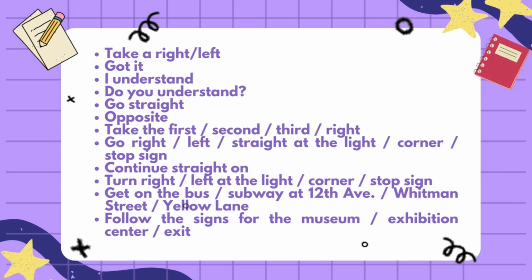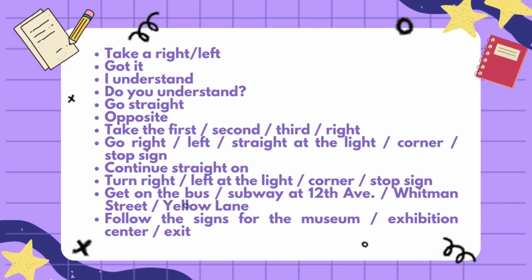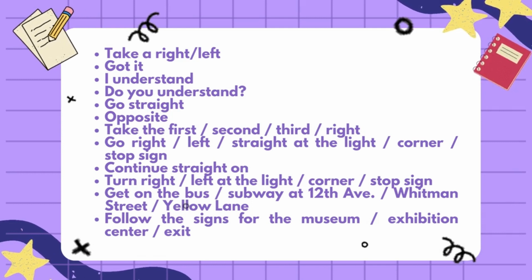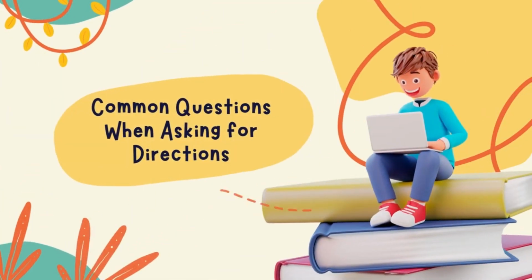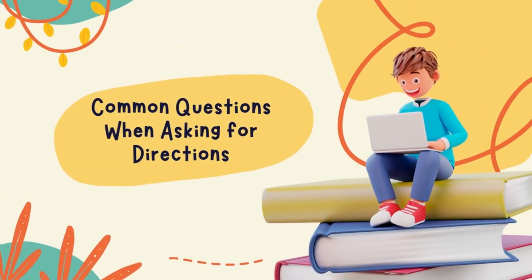Turn right. Left at the light. Corner. Stop sign. Get on the bus. Subway at 12th Avenue. Whitman Street. Yellow Lane. Follow the signs for the museum. Exhibition center. Exit.